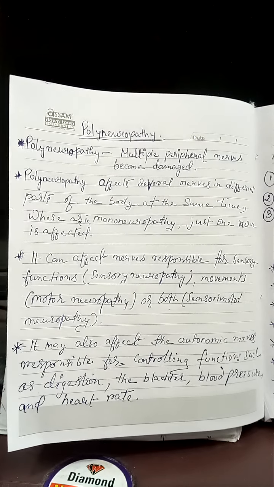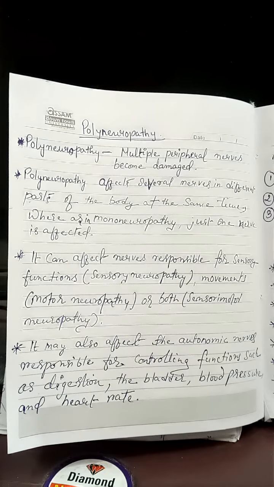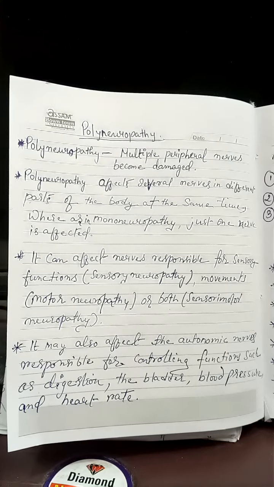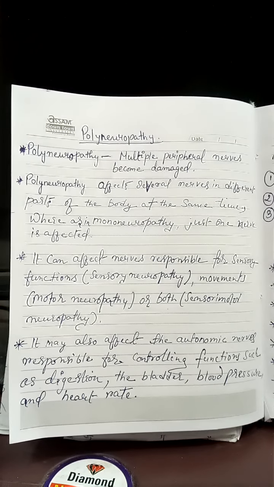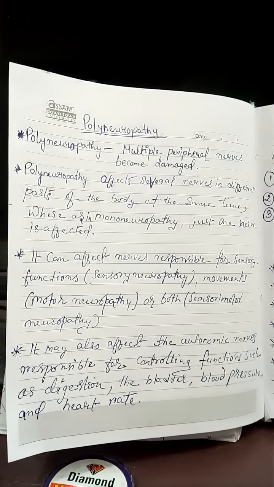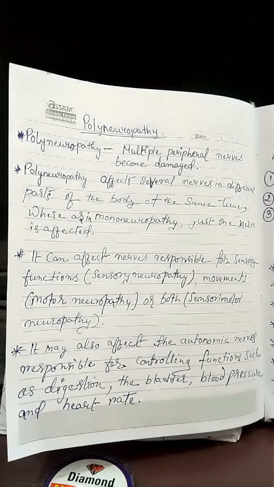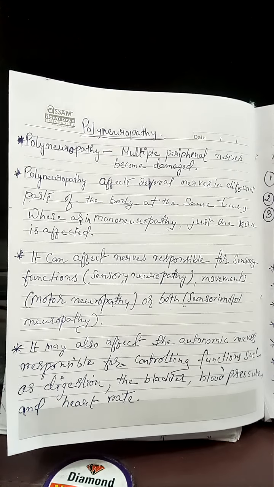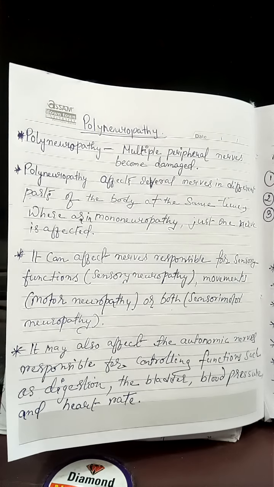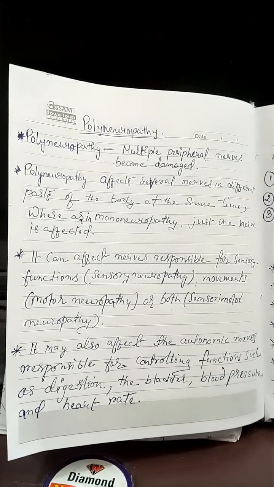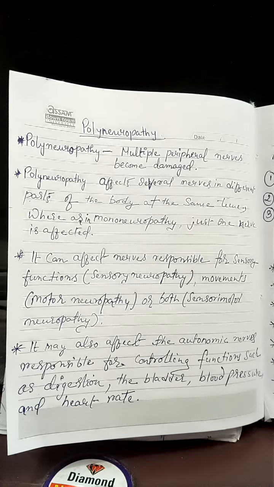Now, these peripheral nerves are present outside our brain and spinal cord, and they supply our upper limb and lower limb. Polyneuropathy can also affect nerves which are responsible for sensory function, which is known as sensory neuropathy, and for movements, which is known as motor neuropathy, or both, which is also known as sensorimotor neuropathy.